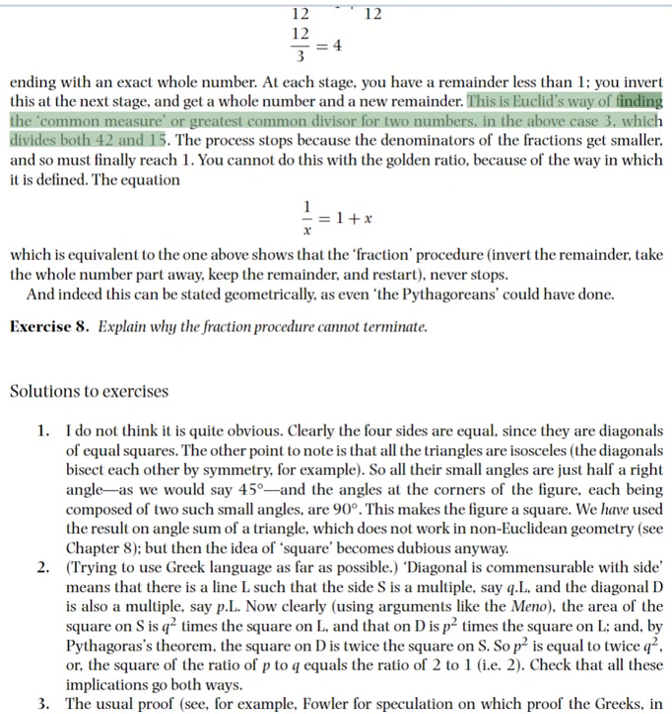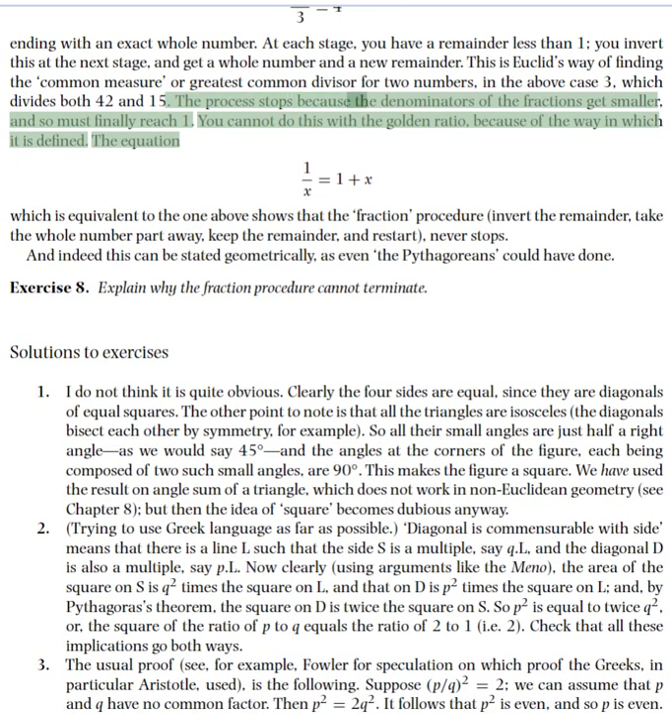This is Euclid's way of finding the common measure, or greatest common divisor, for two numbers, in the above case 3, which divides both 42 and 15. The process stops because the denominators of the fractions get smaller, and so must finally reach 1.